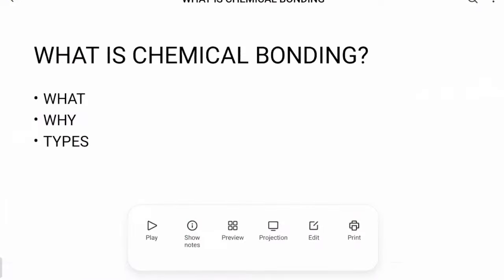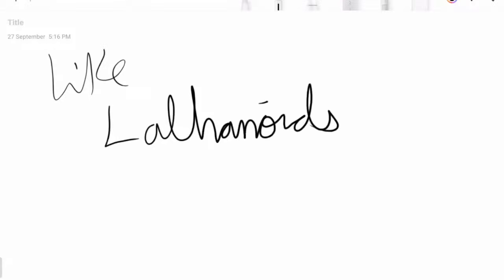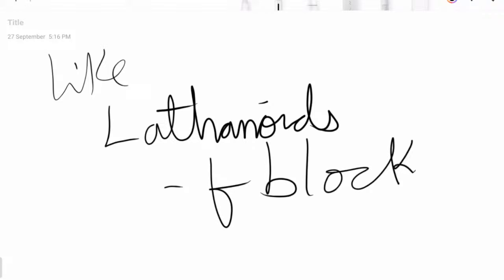So the first question we got is Lanthanoid contraction and consequences. So let's solve this question. First, before that, what is lanthanoid? Where do we find lanthanoids? So lanthanoids are from F block, right? F block.